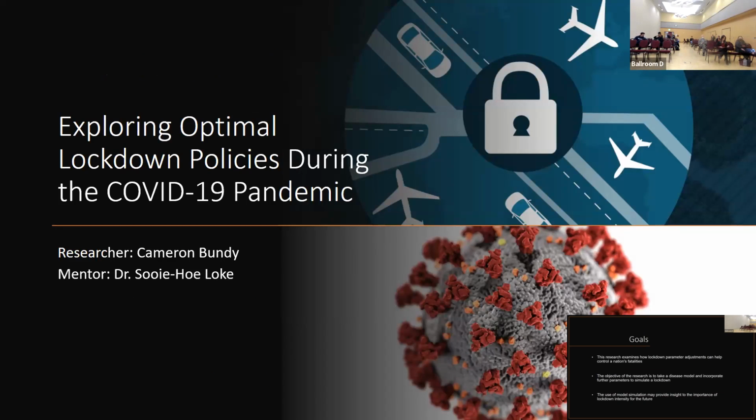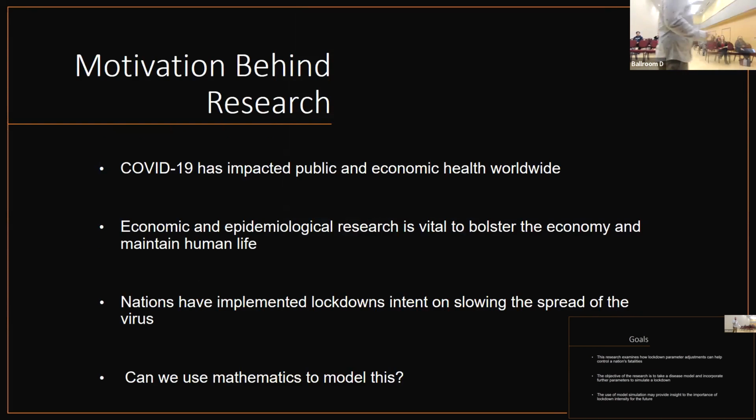Some of the goals I had in mind when conducting my research: I wanted to examine how parameters such as lockdown intensity and public compliance could be adjusted to observe the outcome of a nation's fatalities from COVID-19. With that in mind, the main objective of this research was to take a disease model and incorporate further parameters to simulate a model. I'm hoping to use this model to provide insight into the importance of lockdown intensity for the future.